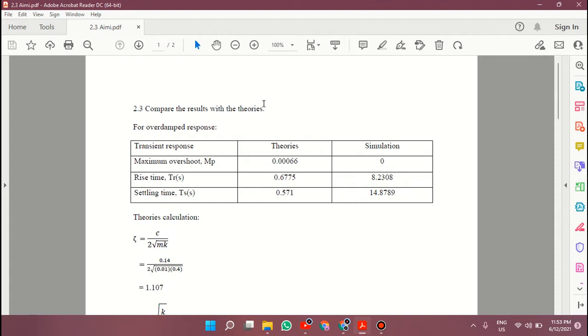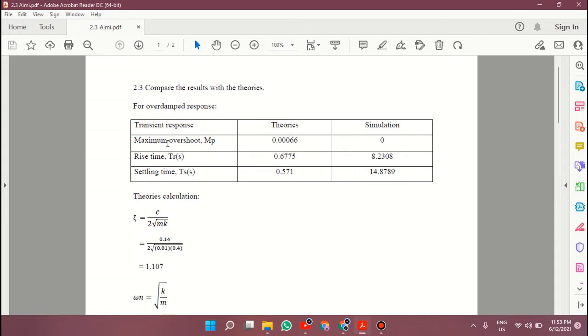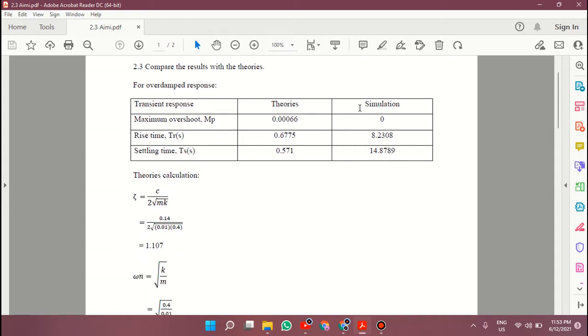Question 2.3 is to compare the result with the theories for overdamped response, the transient response between theories and simulation. Maximum overshoot Mp is equal to 0.0066 for theories and for the simulation is 0. The rise time Tr in seconds: theories is 0.6775, for the simulation is 8.2308. Settling time Ts in seconds is equal to 0.571 for theories, for simulation is 14.8789.